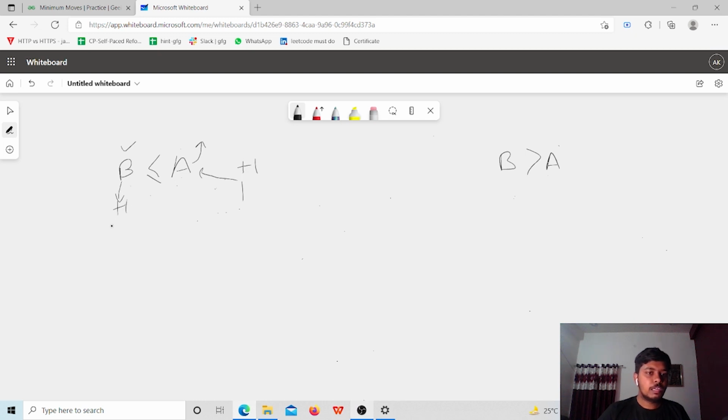And what will be the number of operations that we will perform? That will be equal to A minus B. These many times we will perform +1 addition in B, and then it will become equal to A. So if this is the scenario, then the answer will be A minus B, as simple as that. Now let's talk about scenario number two. This is one, this is two. So let's talk about this.